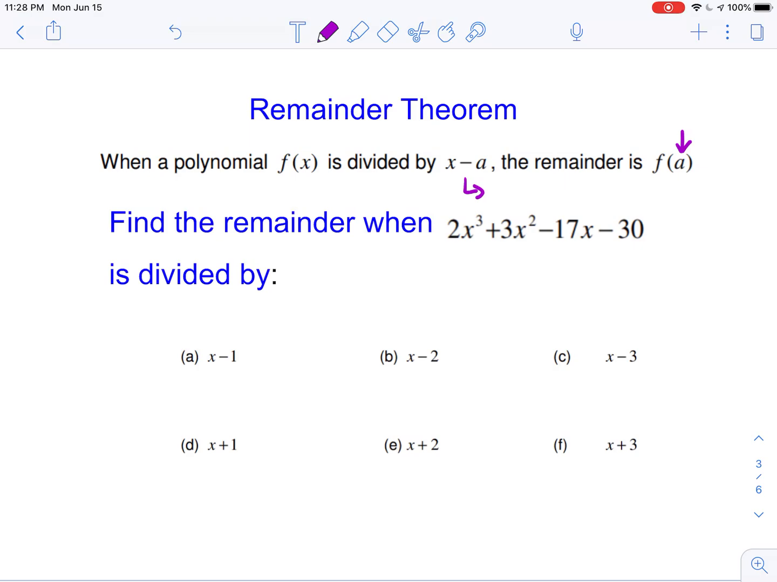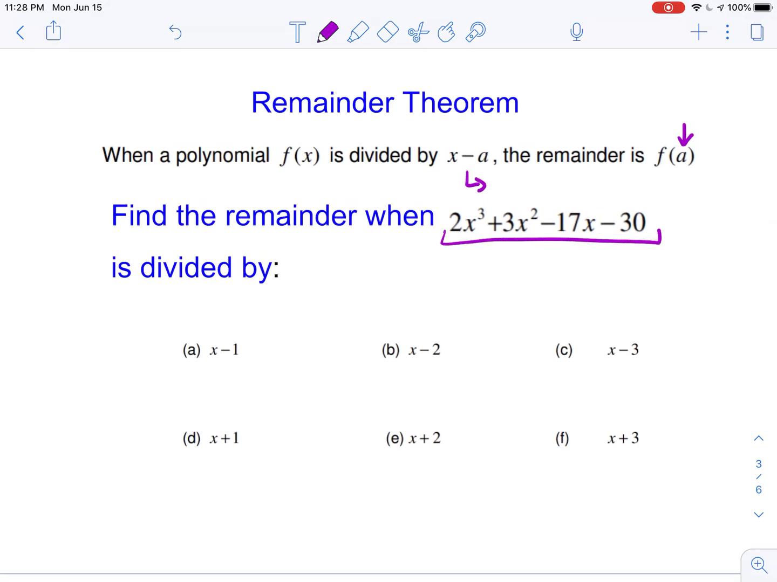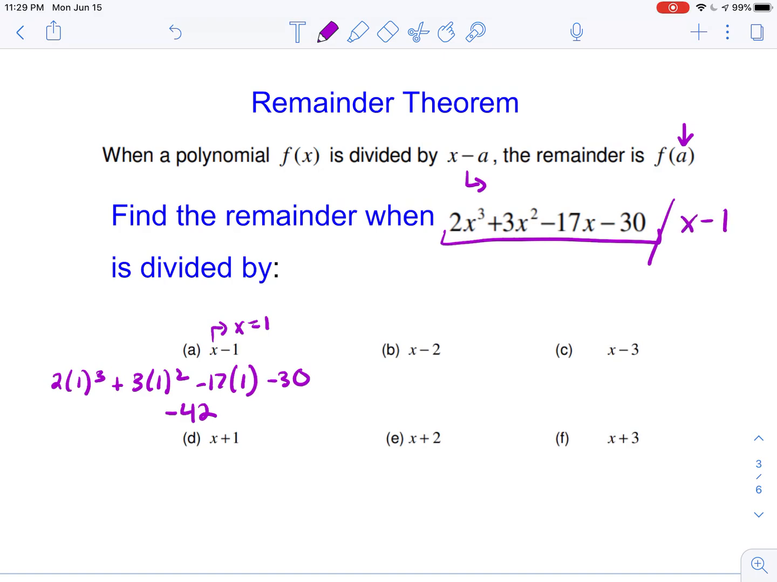Okay, meaning we're plugging in the opposite sign of whatever I see there into our function and getting the answer. So if we are asked to find the remainder when 2x cubed plus 3x squared minus 17x minus 30 is divided by one of these binomials, to find that answer, I take the opposite sign. So in this case, for a, we would take x equal to 1 and plug it in. 2 times 1 to the third plus 3 times 1 squared minus 17 times 1 minus 30. Now that's going to be negative 42, which means that when I divide this by x minus 1, I should get a remainder of negative 42.